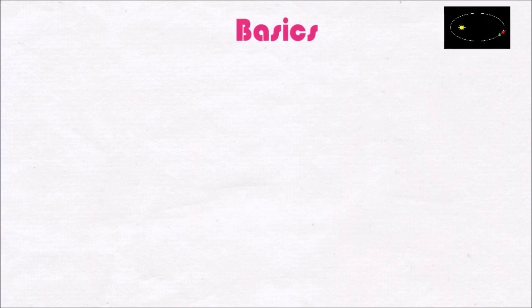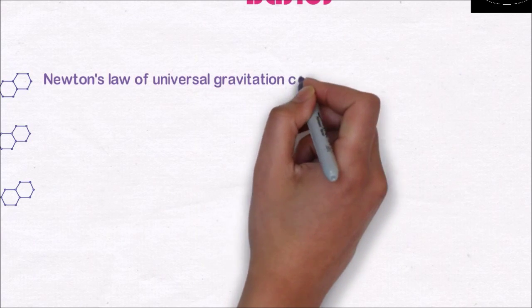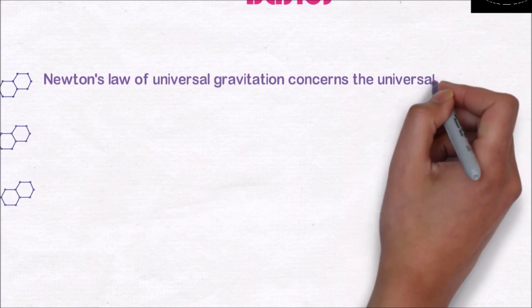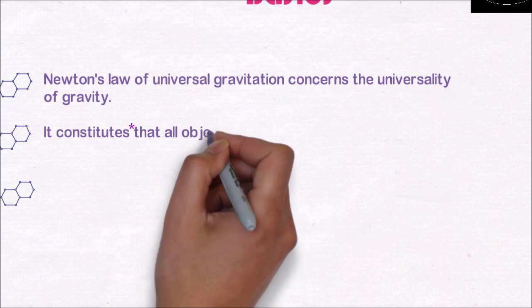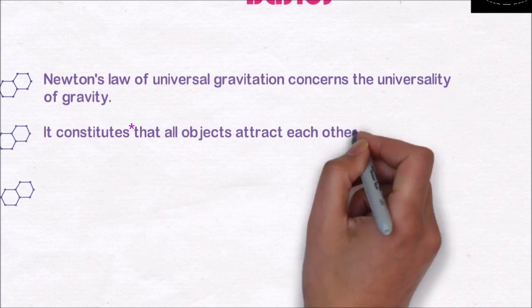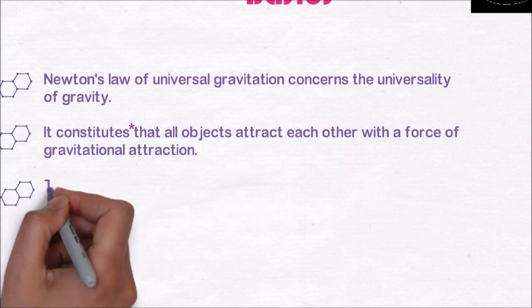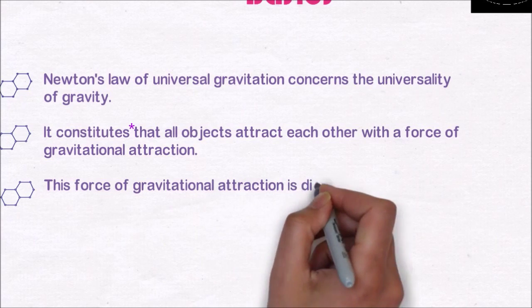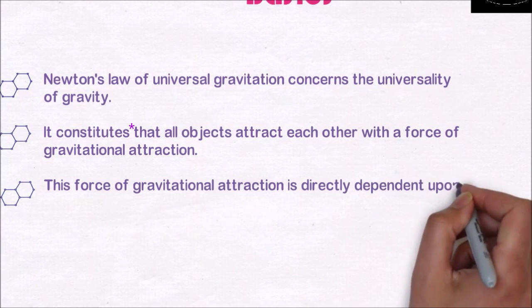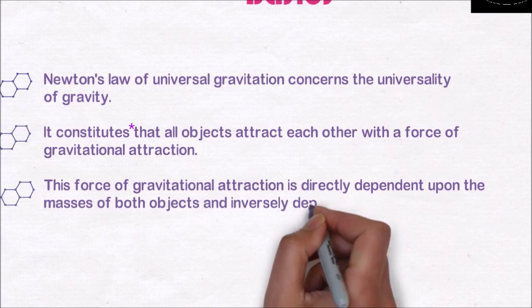Basics. Newton's law of universal gravitation concerns the universality of gravity. It constitutes that all objects attract each other with the force of gravitational attraction. This force of gravitational attraction is directly dependent upon the masses of both objects and inversely dependent to the square of the distance between the objects' center.